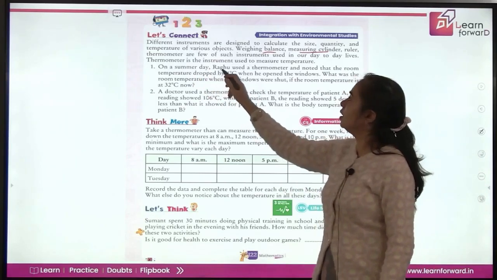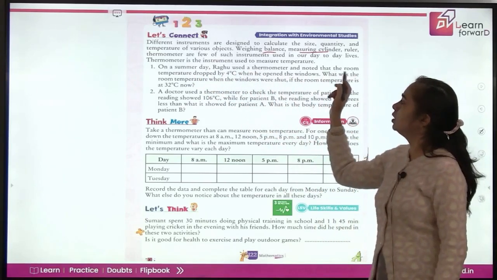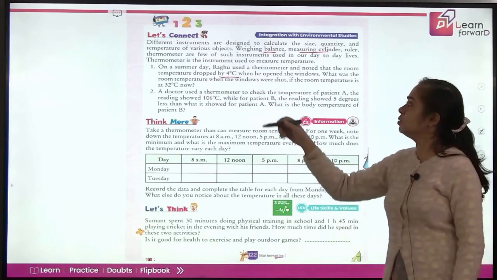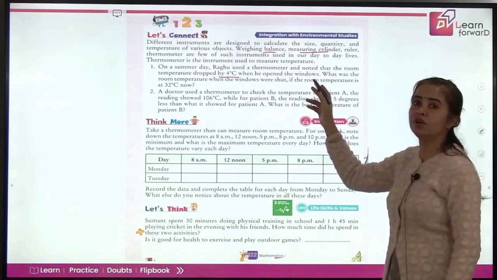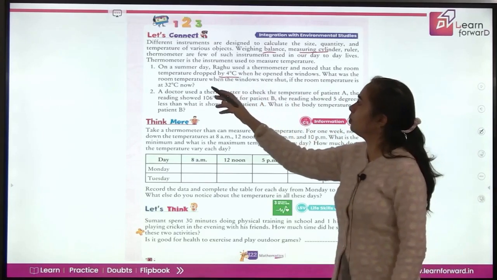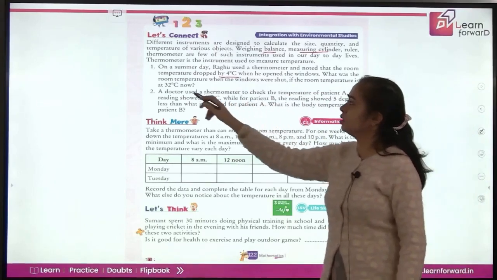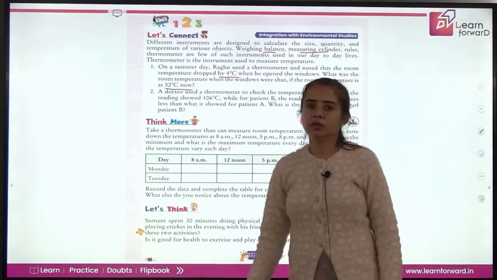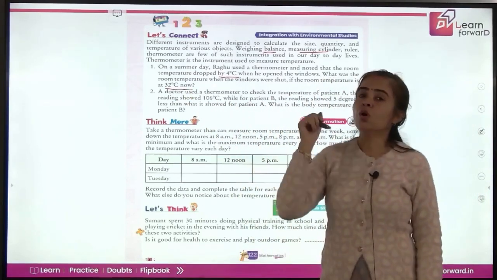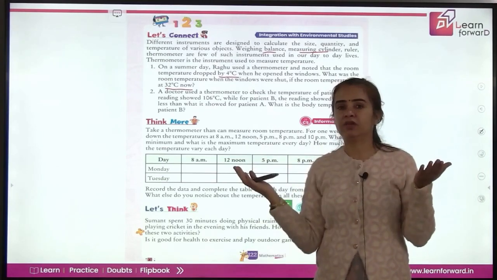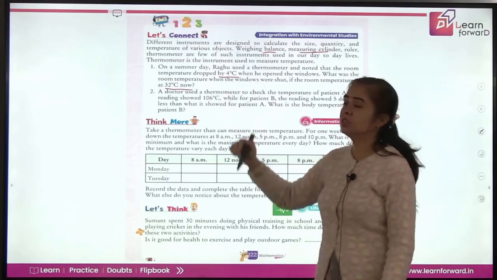On a summer day, Raghu used a thermometer and noted that the room temperature dropped. Dropped means it decreased by 4 degrees when he opened the windows. What was the room temperature when the windows were shut? If the room temperature is 32 degrees Celsius now. So after dropping of temperature by 4 degrees when he opened the windows, the temperature is 32.